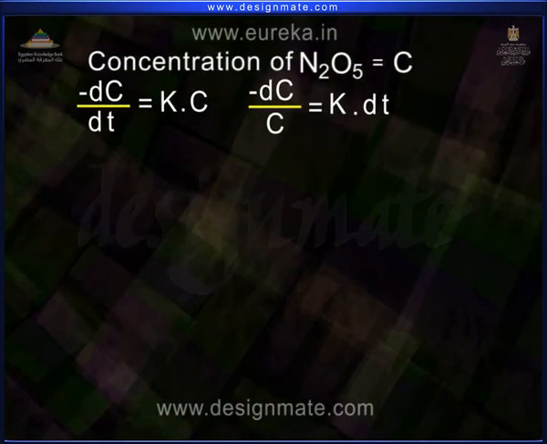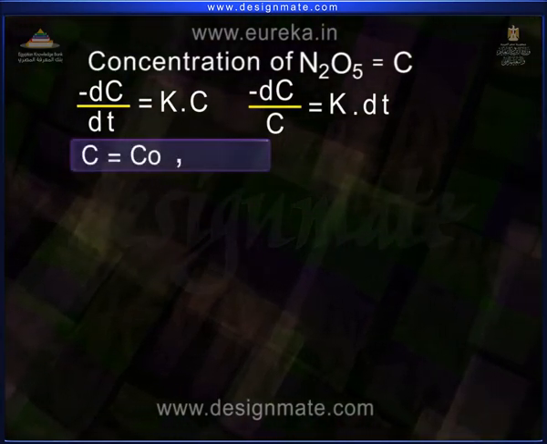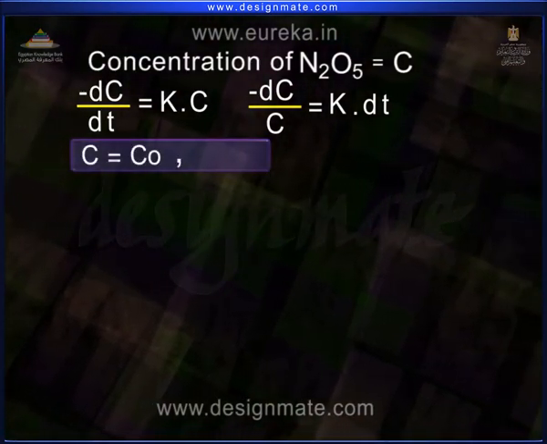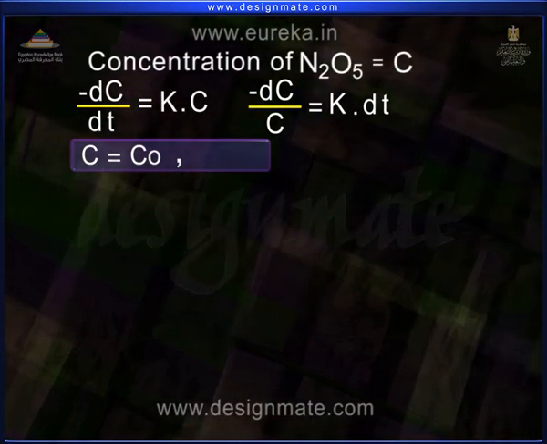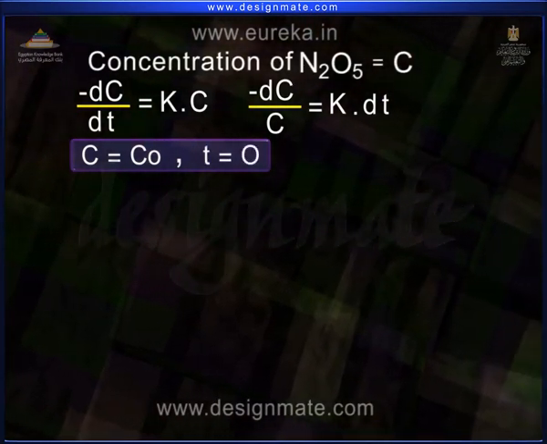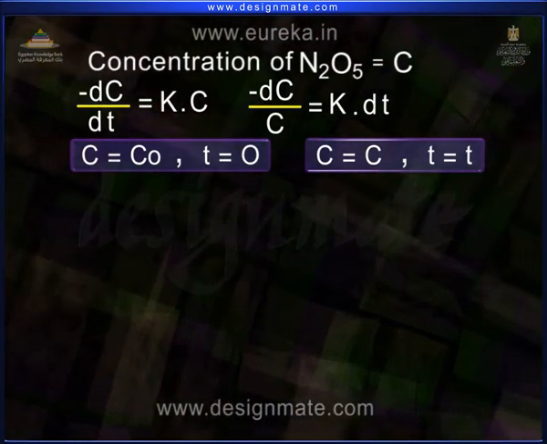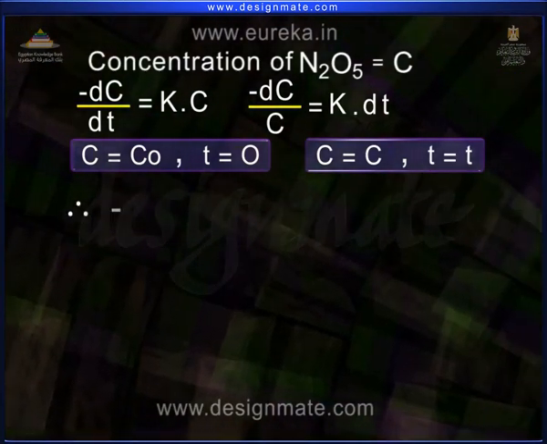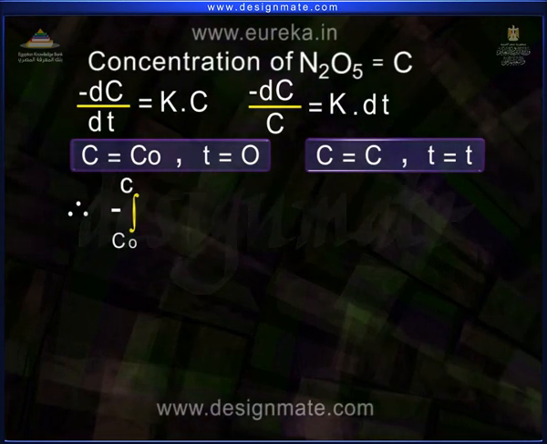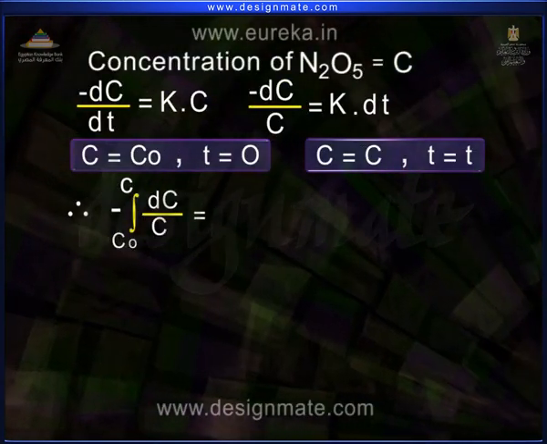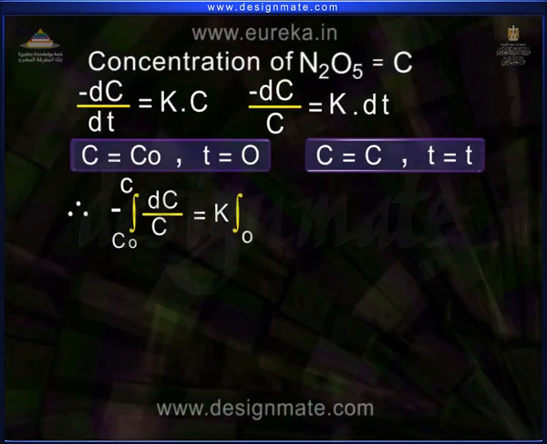If the initial concentration of the reactant is C0, the above equation will have the following limits for integration. C is equal to C0 when t is equal to 0, and C is equal to C when t is equal to t. Therefore, minus integration C0 to C dC/C is equal to k integration 0 to t dt.